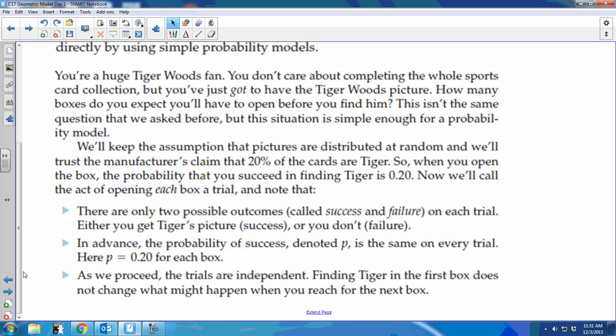This isn't the same question we asked before, but this situation is simple enough for a probability model. We'll keep the assumption that pictures are distributed at random, and we'll trust the manufacturer's claim that 20% of the cards are Tiger. All right? So when you open the box, the probability that you succeed in finding Tiger is 0.2. And now we'll call the act of opening each box a trial.